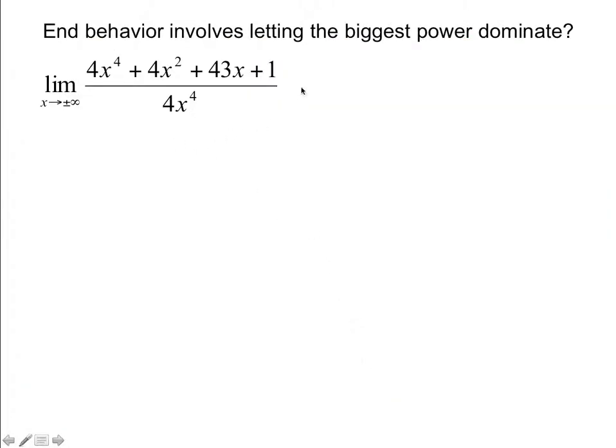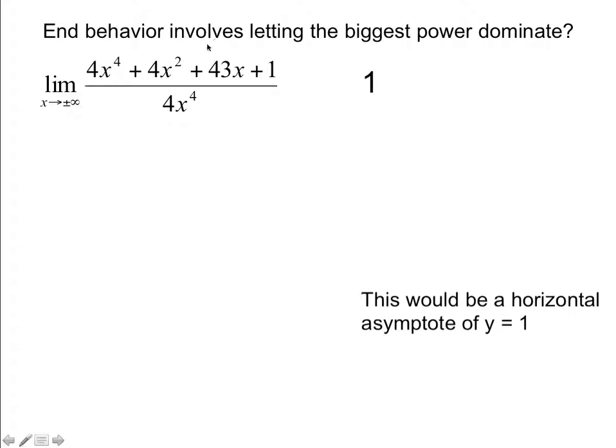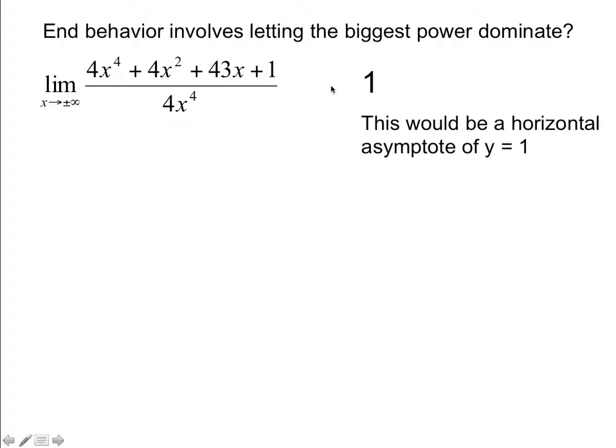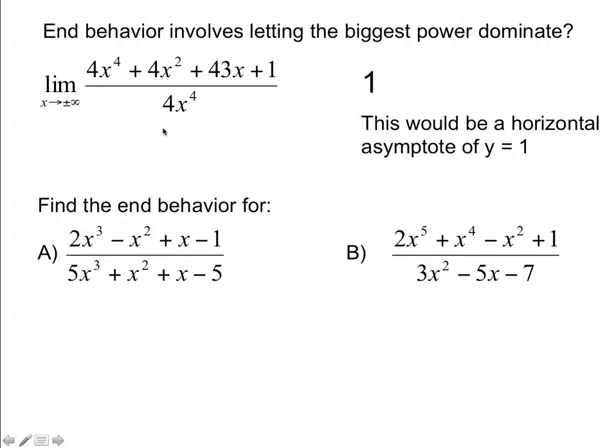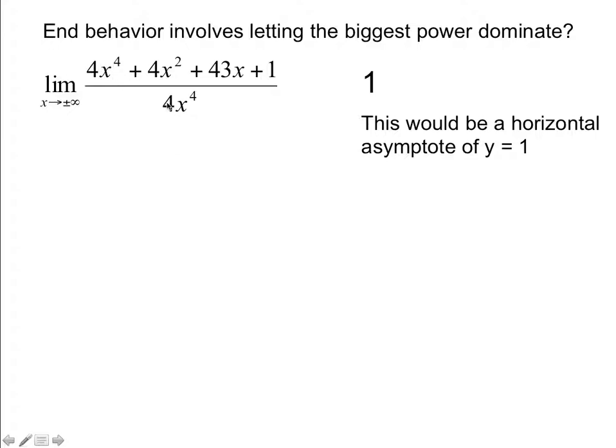So let's take a look at this. Is 4x to the fourth a good model for this as x gets really big or x gets really small? I realize there's not much work here, but again, as the values go away from 0, the 1, the 43x, and the 4x squared become insignificant, and we're left with 4x to the fourth over 4x to the fourth, which is 1. So we have a horizontal asymptote of y equals 1. This ends up being a good model.